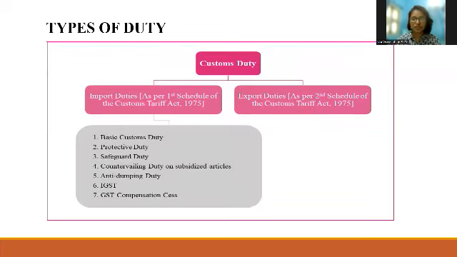Now, types of duty, which is the most important part in customs duty. What are the different types of duty? Import duty, there are 7 types of import duties which are being charged. There is basic customs duty, protective duty, safeguard duty, countervailing duty on subsidized articles, anti-dumping duty, IGST, and GST Compensation cess.